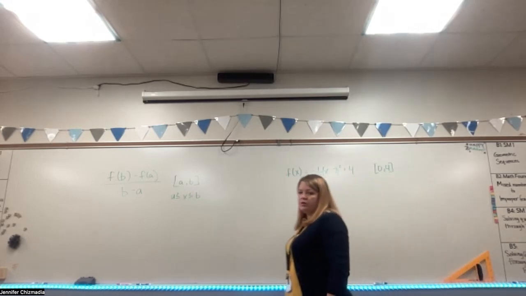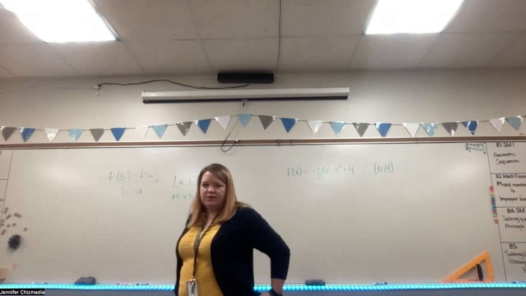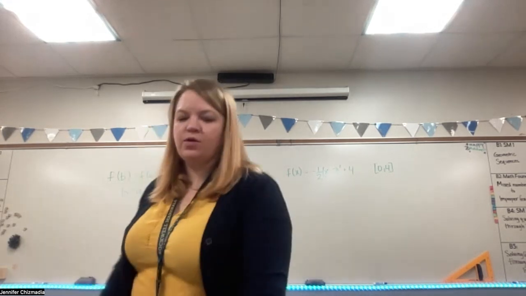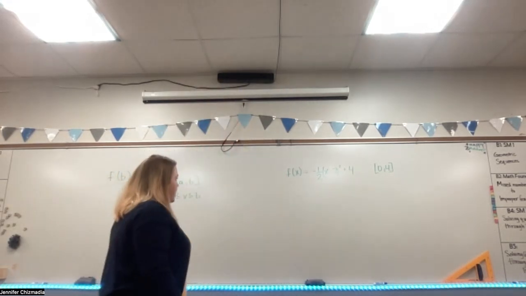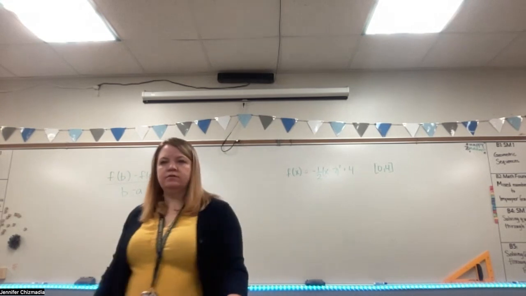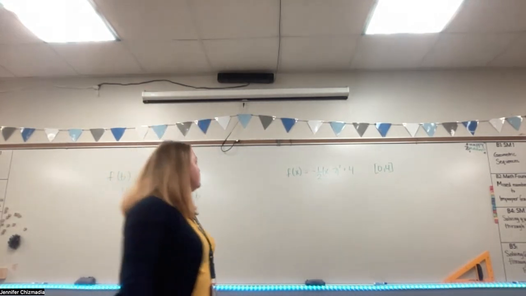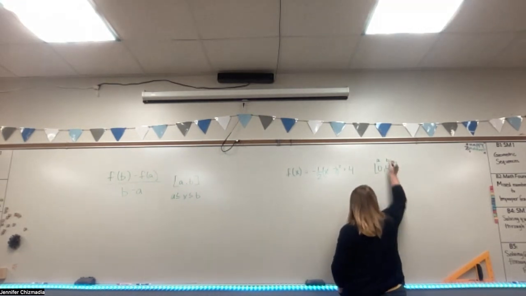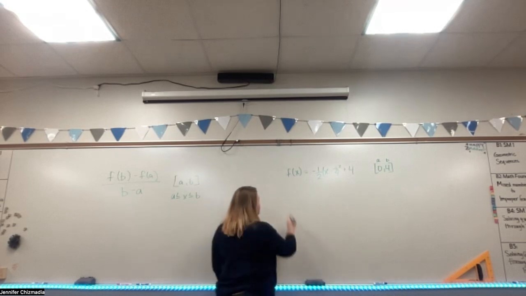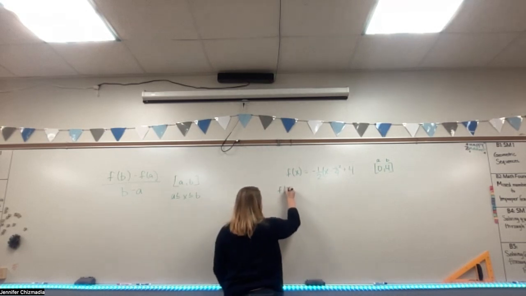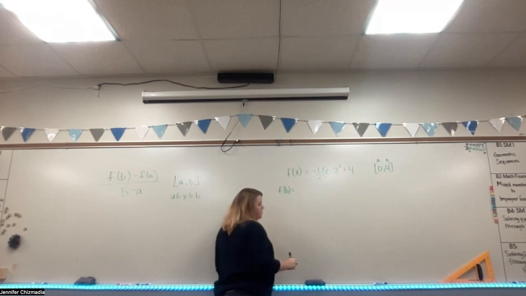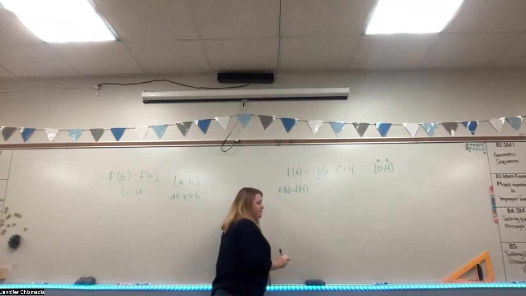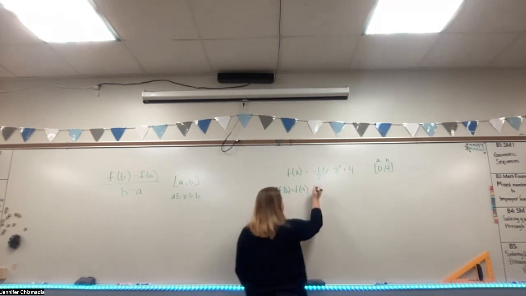Okay, just looking at it, what do you know the slope has to be? 0. So if we don't come up with 0 when we do our math, we did something wrong somewhere. What is our A, what is our B? A is 0, B is 4. So F of B equals what? F of 4, which equals negative 1/2.